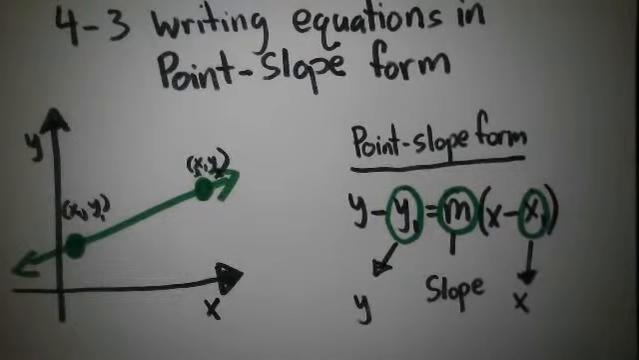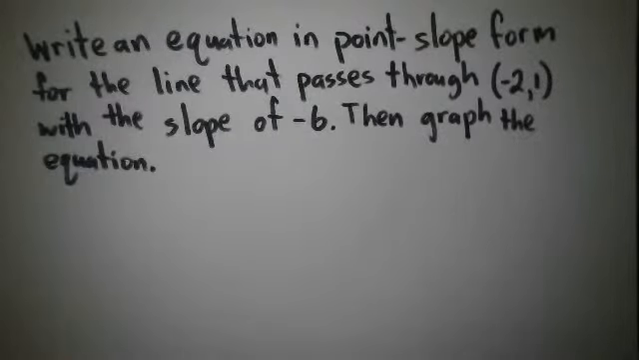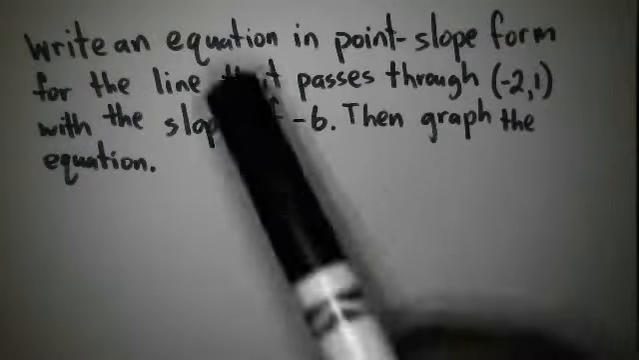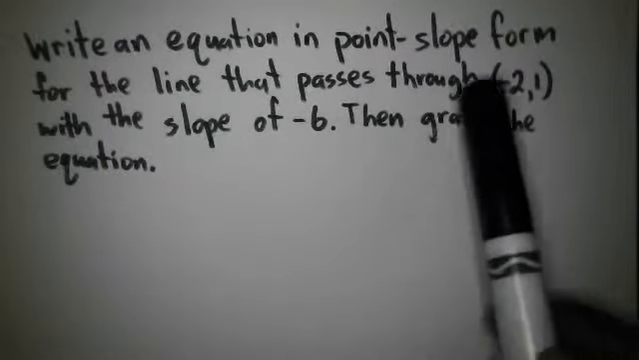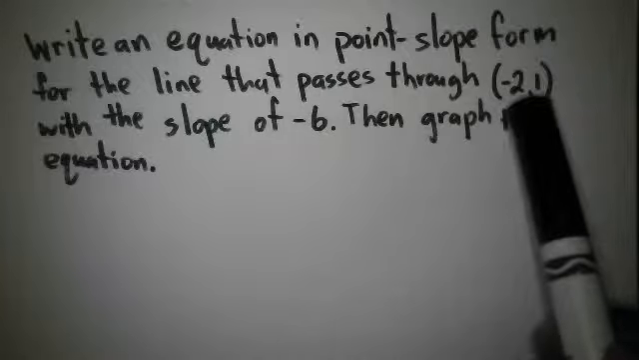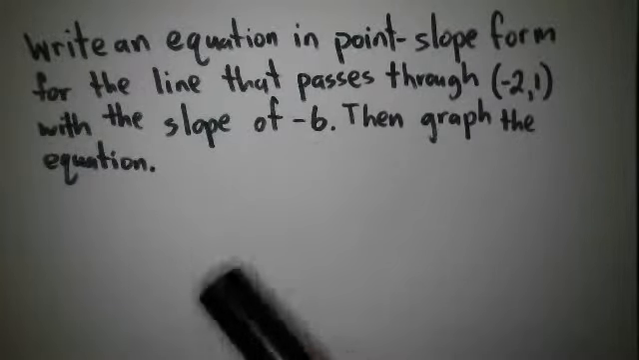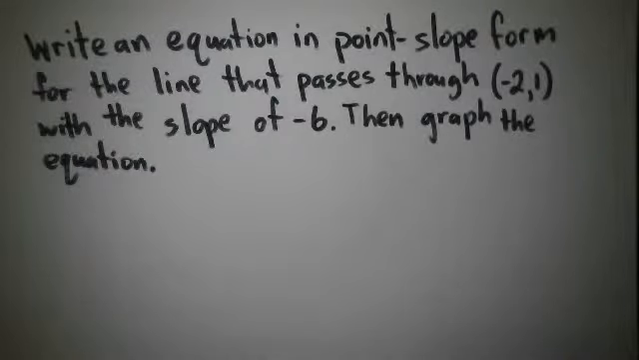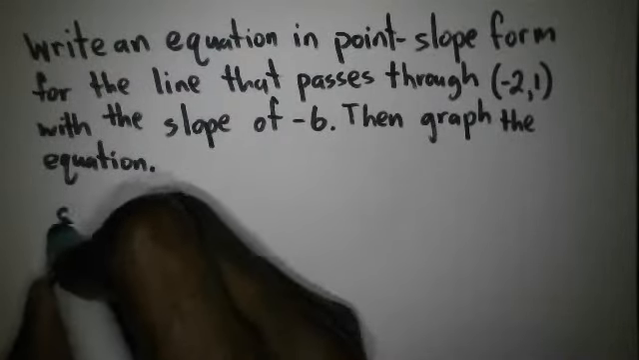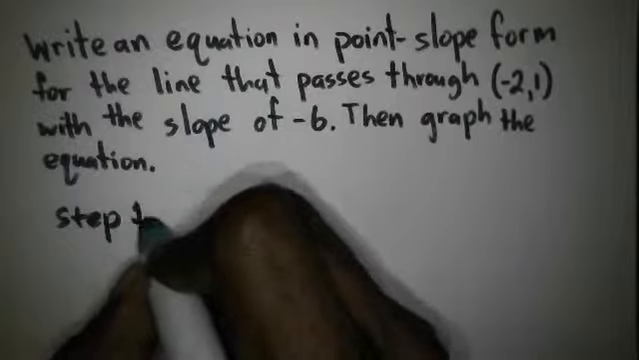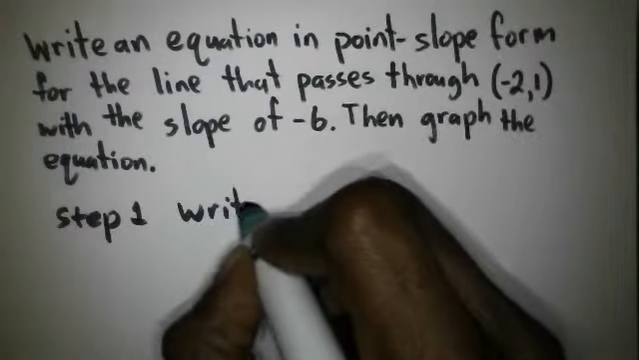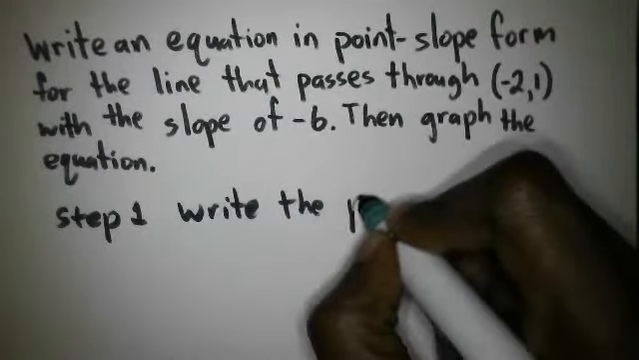Okay, so let's look at an example. We're going to write an equation in point-slope form for the line that passes through the point -2, 1, with a slope of -6, then graph the equation. So I want you guys to write this down. Step 1, we're going to write the point-slope formula.